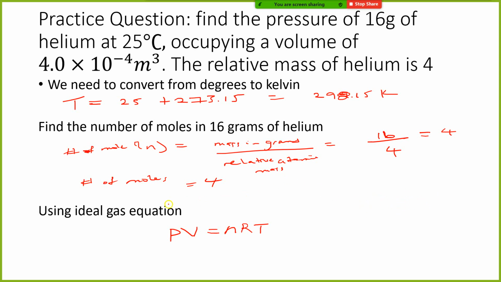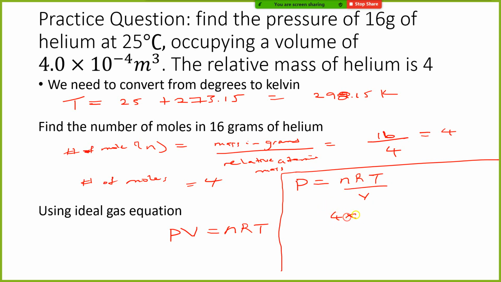So having said that, we know that we have 4 moles of the gas now. We can then go ahead and find out the pressure using the ideal gas equation. We can just transpose the equation and say that P is equal to n times R times T divided by V. What was the R value again? The molar gas constant, what was that again?